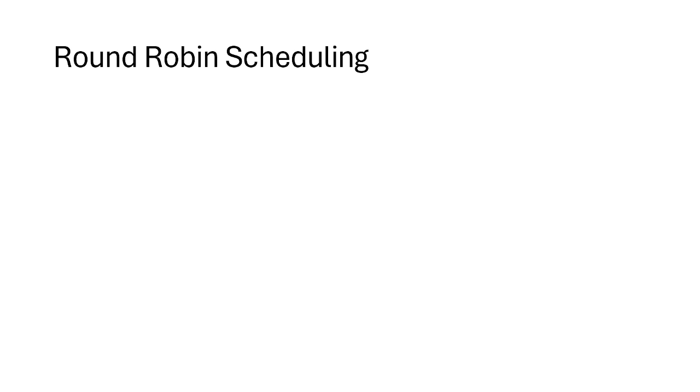Now we are going to discuss the remaining types of scheduling. In the previous video, we discussed the first come first serve and shortest job first scheduling algorithms. Now we are going to discuss the round robin scheduling algorithm.